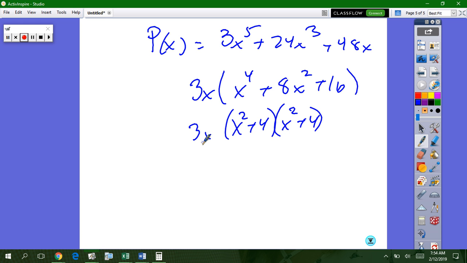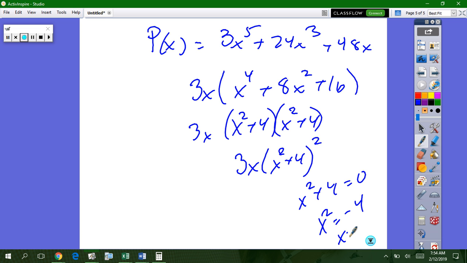Which is another way to write it as this. So notice even our imaginary solutions can have multiplicity. Because the imaginary solutions are plus or minus 2i. Because if I set this equal to 0, that'd be plus or minus 2i. Okay, so 3 out of my 5 zeros are 0, negative 2i, positive 2i, but I'm missing some, aren't I?